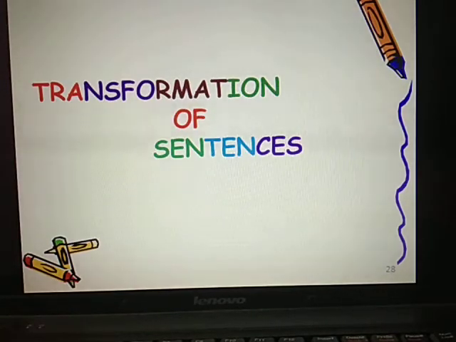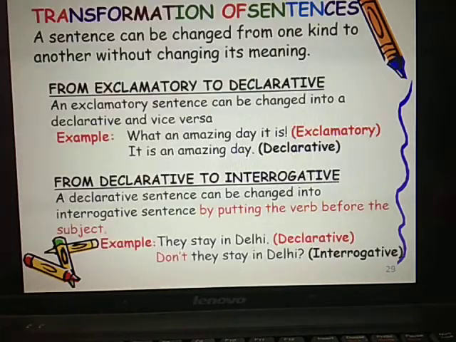Now let us see transformation of sentences. Now children, transformation of sentences is what? The four kinds of sentences we learned. Now we will see how to change, if a declarative sentence is given, into an interrogative sentence, or if an interrogative is given, how to change into exclamatory, how to change exclamatory into declarative. So vice versa, we are changing among the types of sentences.